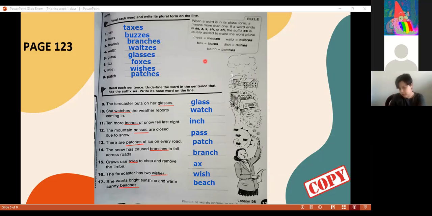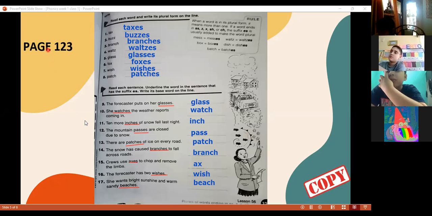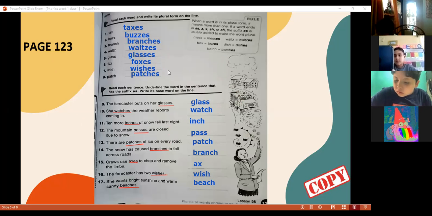Look here. We have plural forms for these words where we add ES to form the plural. That is the way that we form the plural for these words, page 123. Now, did you finish, class? If you finish, go by yourself to work on page 124, the next page. We're going to work on these two pages today, 123 and 124.